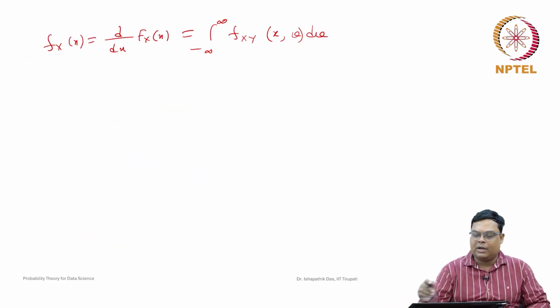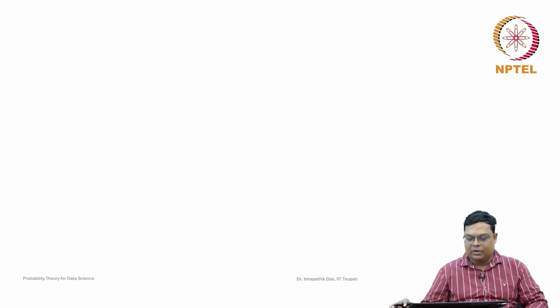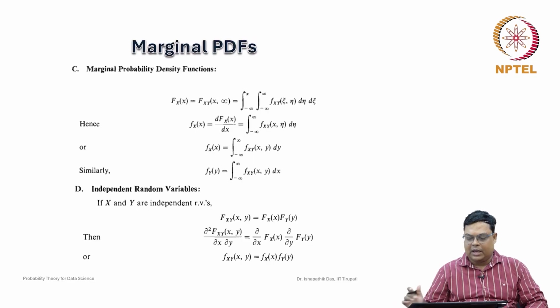Basically, what we finally found is explained here similarly. Here f_X(x) is what we found: whenever you take the derivative, it becomes the integral of f_XY(x, eta) d eta.